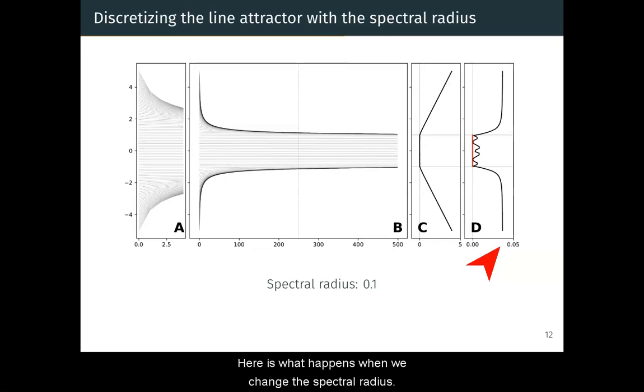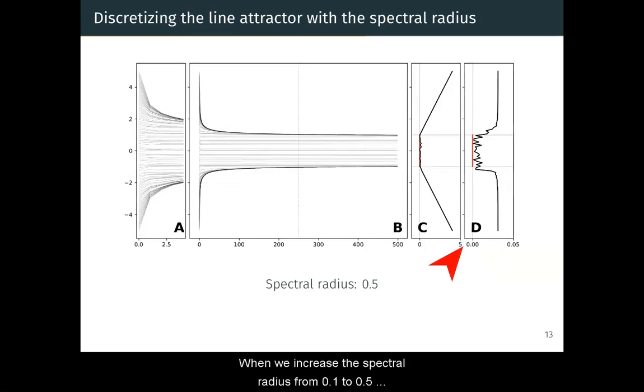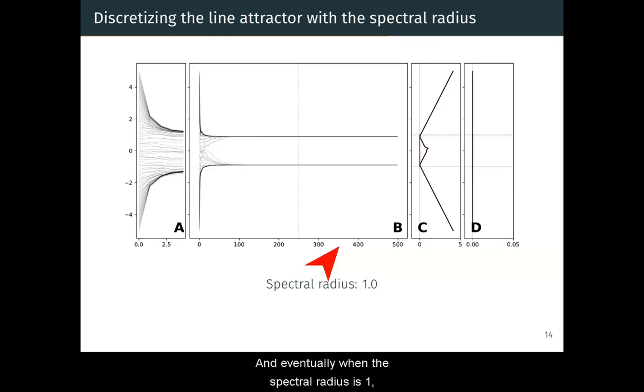Here is what happens when we change the spectral radius. This plot is the exact same as before, but with a different scaling on the D plot. When we increase the spectral radius from 0.1 to 0.5, some values between -1 and 1 start to converge towards the same outputs. It is as if the line attractor became discretized. And eventually, when the spectral radius is 1, only two discrete values remain, -1 and 1.